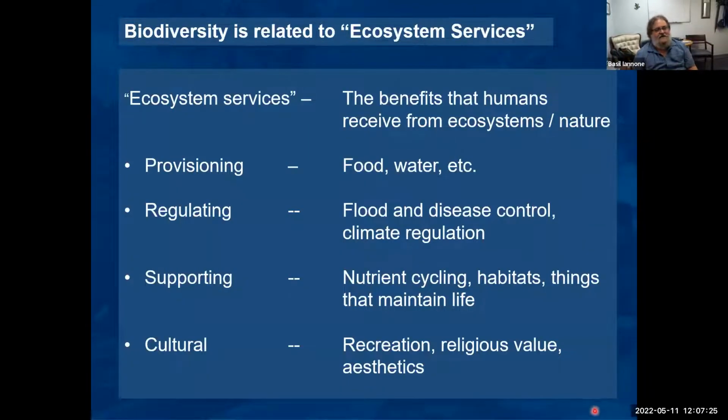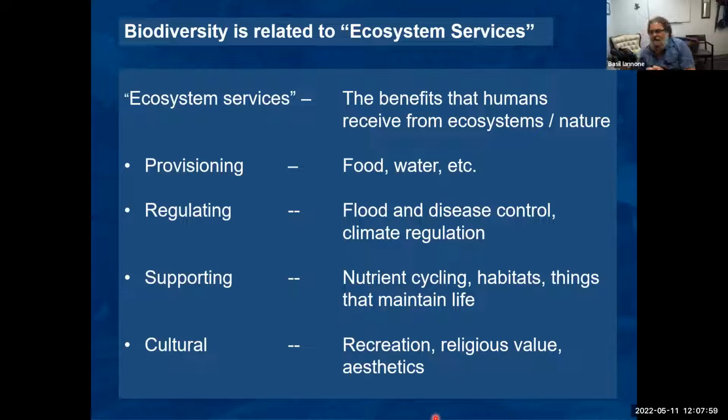And the reason this is critical is because biodiversity is related, we know this from research, to ecosystem services, benefits that humans receive from nature. And there's generally 4 different types: provisioning, things like food and water; regulating, things such as flood and disease control, something kind of important. We just all lived through a pandemic, right? Climate regulation as well. Then there's supporting services such as nutrient cycling. When your plants die and they break down in the soil, those nutrients are available for new life, new plants.